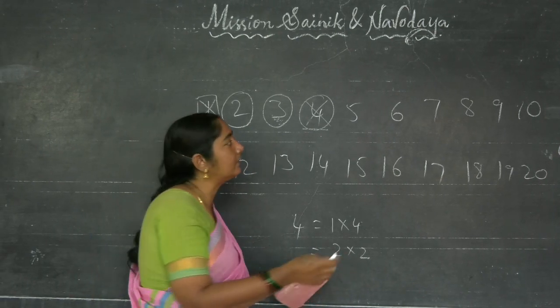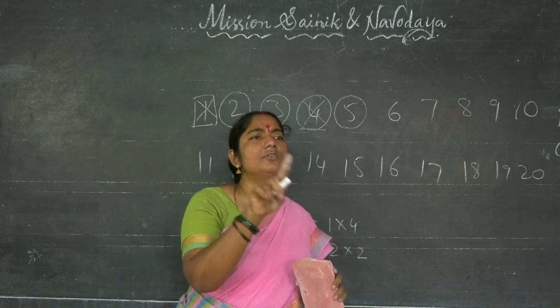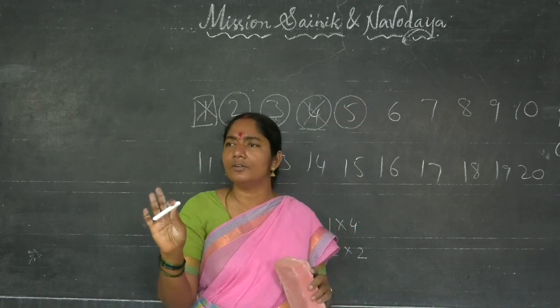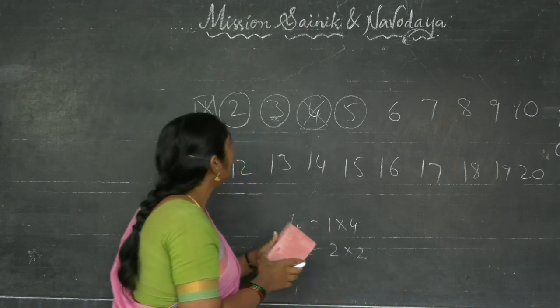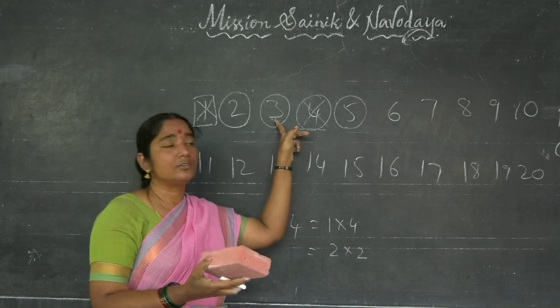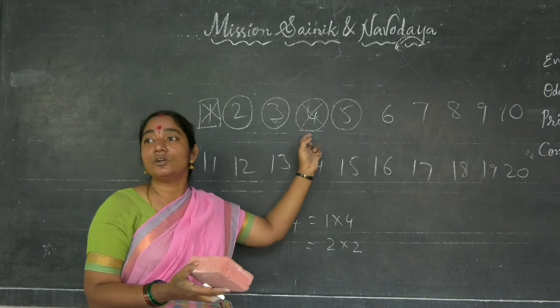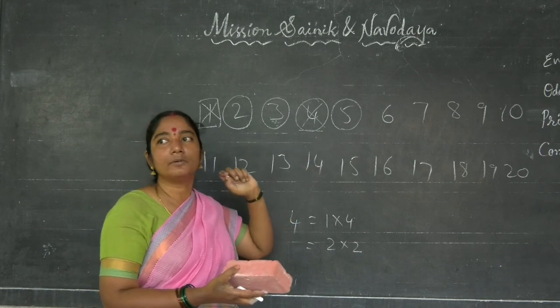I think now you are understanding. 5 is a prime number. You can write 5 only as 1 into 5, that's all. There is no other way. You cannot write 3 in any other way other than 1 into 3. Understood? But you can write 4 as 2 into 2 also. That is the reason why it is not a prime number, it is a composite number.